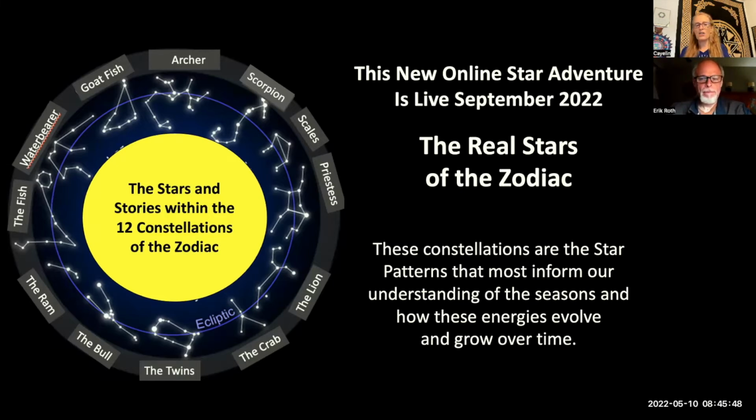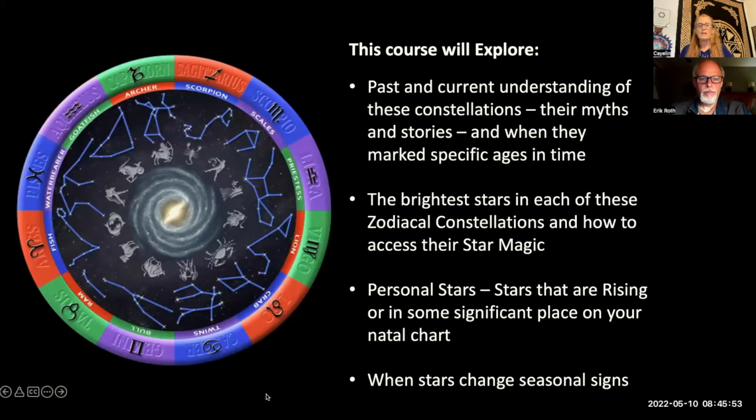And they have many stories. They have a lot of interesting things that, when they marked specific ages in time, there are really bright stars in each of them. And again, this is another version of, here's the constellation and then the sign that's overlaying the constellation. We'll definitely be going in depth on why that is in the course, but you'll see a little bit more about why that is in some of the slides going forward. So do you want to take it from here, Eric?